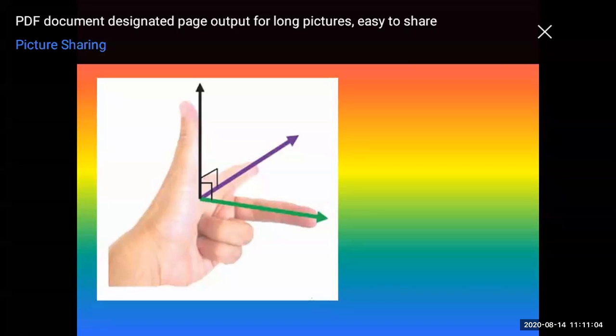So index finger means what? It is the direction of the magnetic field. So this is the direction of the magnetic field, correct? The middle finger points in the direction of the current. So this is the direction of the current. The direction of the thumb is the direction of the force on the conductor. So this is the direction of the force on the conductor. This is how Fleming explained Fleming's left hand rule.